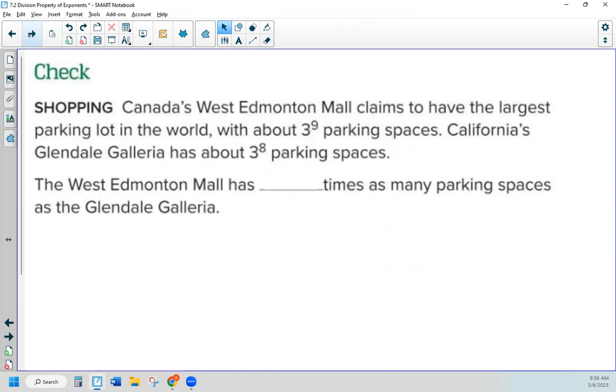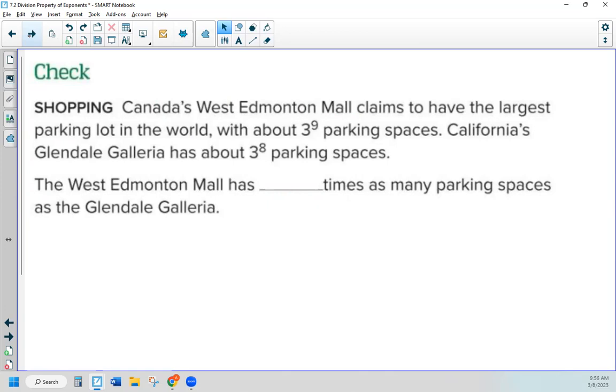So we got Canada's West Edmonton Mall claims to have the largest parking lot in the world. Whoa, that's so cool, dude. With about 3 to the 9th power parking spaces. That's a large number. California's Glendale Galleria has about 3 to the 8th parking spaces. The West Edmonton Mall has blank times as many parking spaces as the Glendale Galleria.